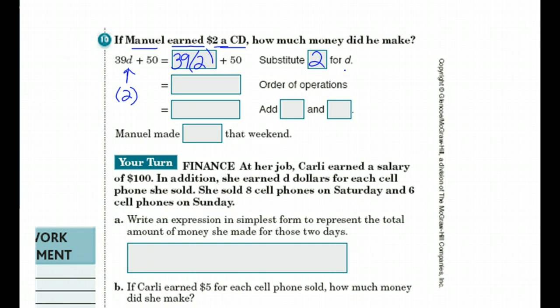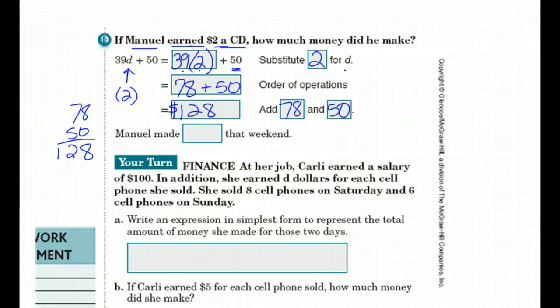So let's go ahead and do that. 39 CDs. He earns $2 per CD, and then of course he has that $50 that he earns for his salary. Now, order of operations, so we got to do 39 times 2 first, and we get 78. We add to that the 50. So what are we adding? We're adding 78 and 50. And what do we get when we add 78 and 50? Try and beat me. 128, I think is right. $128, right? Because remember, with word problems, we always have to label our answer with a unit. So Manuel made $128 that weekend.